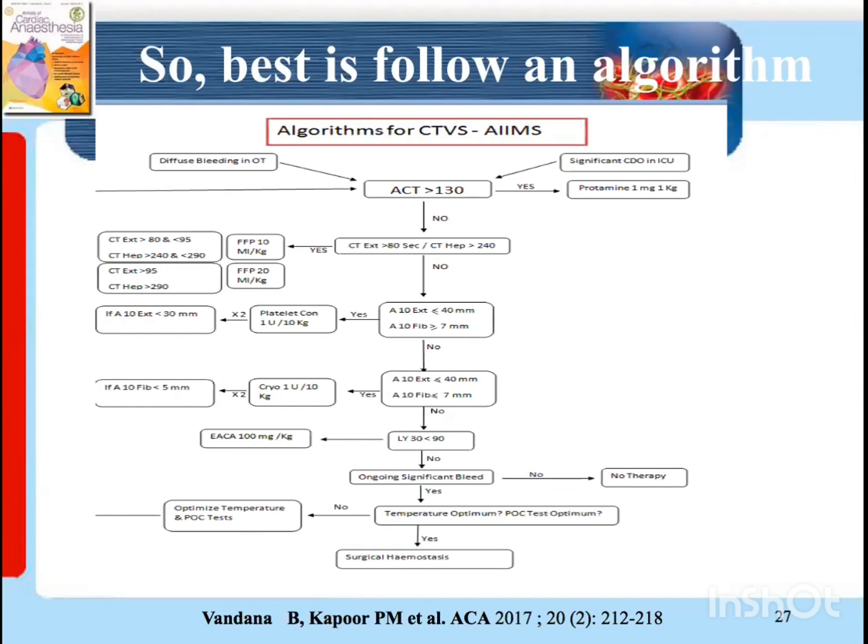The signature moves with alpha angle, R time, CT time, MA, lysis. These are 5, 6 factors which are there. So you make your algorithms in your center and see these values. This is another learning, and it is a very deep learning. But I want you to know that if CT EXTEM is more than 80, and CT HEPTEM is more than 240, then definitely this patient of yours is going to bleed.